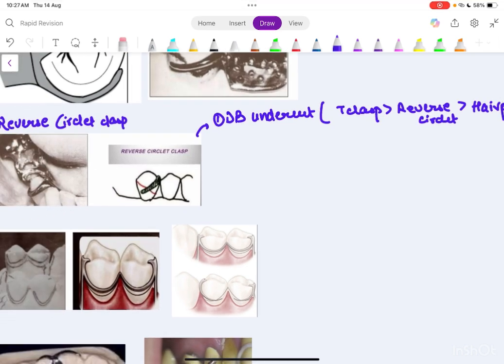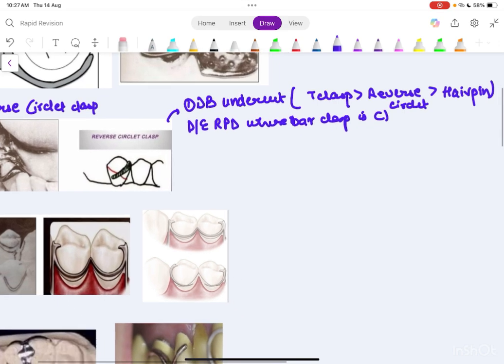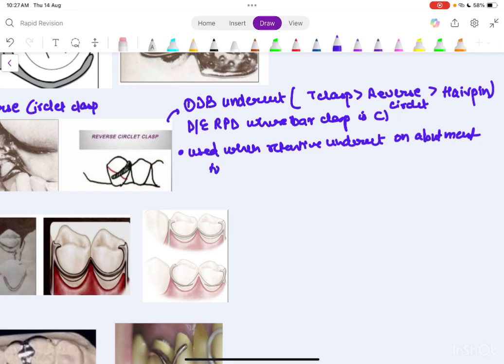Now it is indicated in distal extension RPD, where bar clasp is contraindicated. Now this is basically used when the retentive undercut on the abutment tooth is located adjacent to the edentulous space, right? You can observe in this diagram.